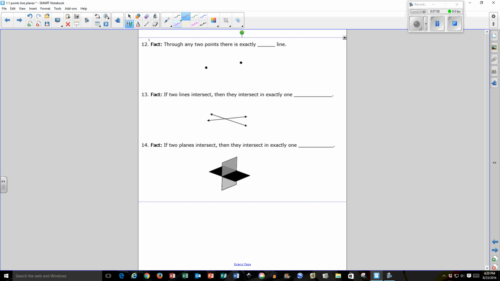Fact. Through any 2 points, there is exactly one line. So all you need is 2 points, and you can make a line. So if I go here, let me see, line. I want it to have an arrow on both ends, and it's not giving me that option. So we're just going to make it work.